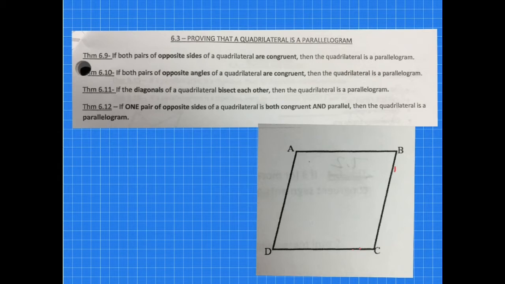And lastly, if one pair of opposite sides, so let's say that segment AB is congruent to segment DC, if one pair of opposite sides are both congruent and parallel, AB is also parallel to CD, then the quadrilateral is a parallelogram.